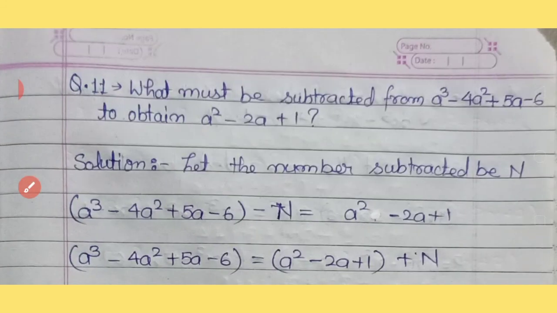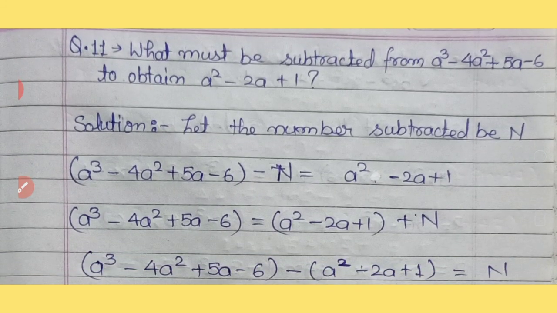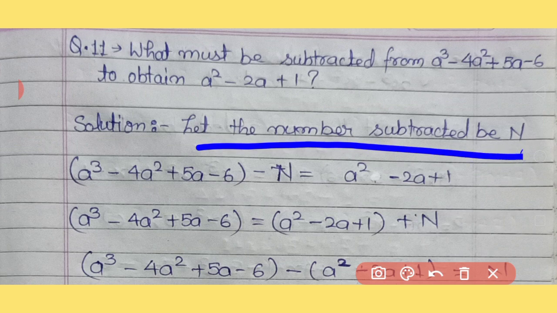Next question: what must be subtracted from a cube minus 4a square plus 5a minus 6 to obtain a square minus 2a plus 1? So we don't know what we have to subtract to get this number. So I have assumed a number. Any variable you can take by yourself, or you can take your own name also. So I have taken n. Let the number subtracted be n.